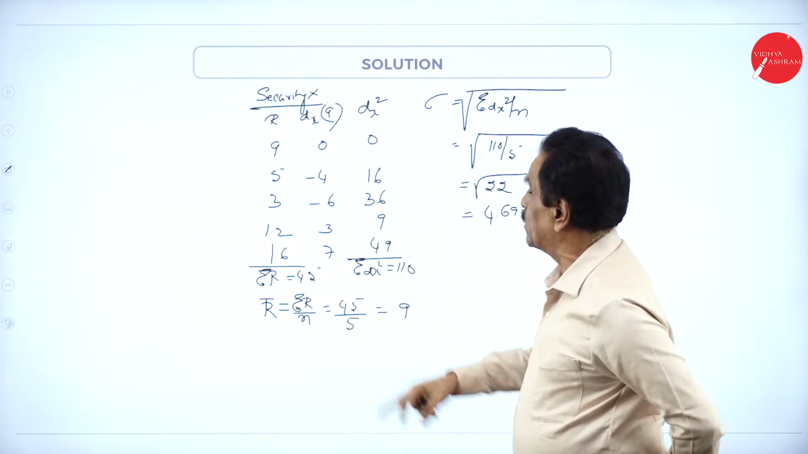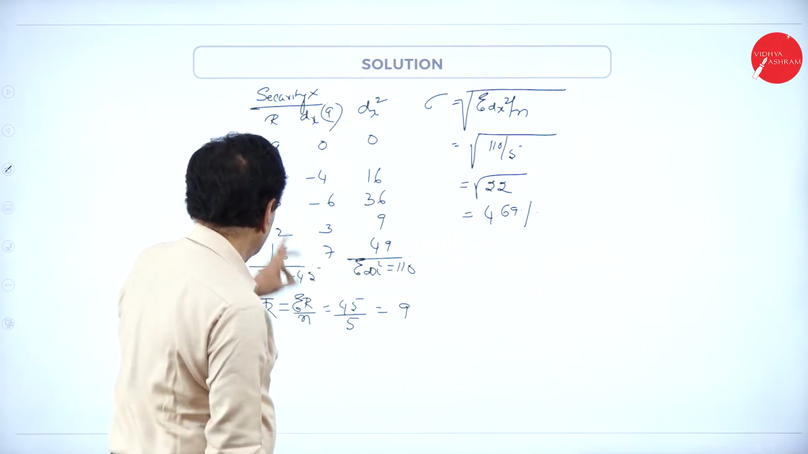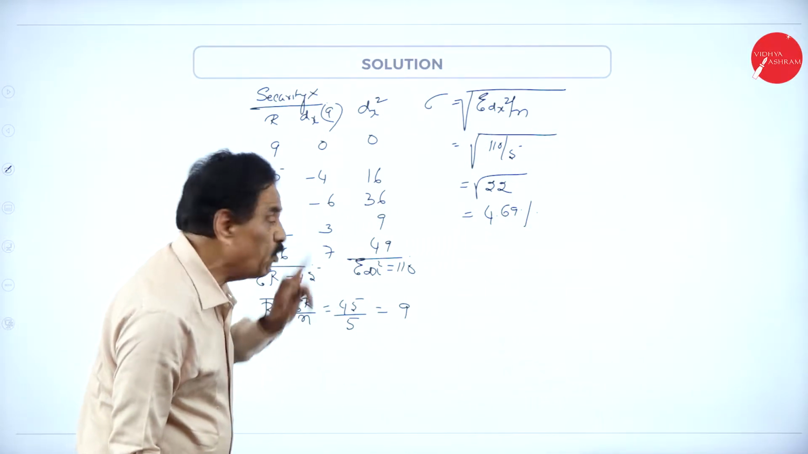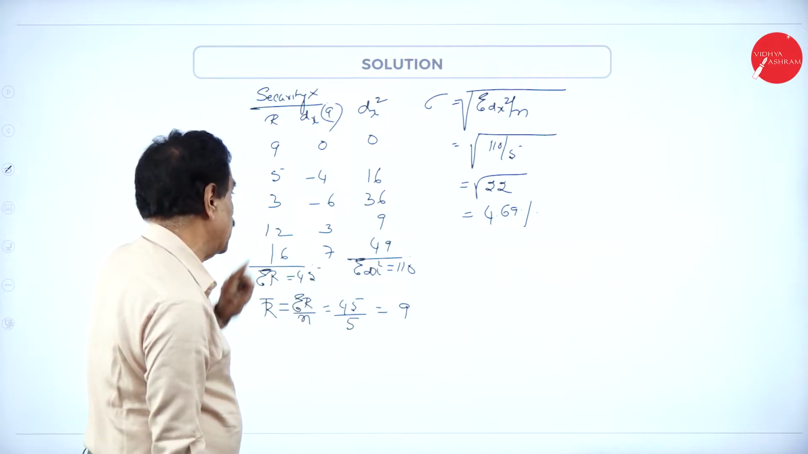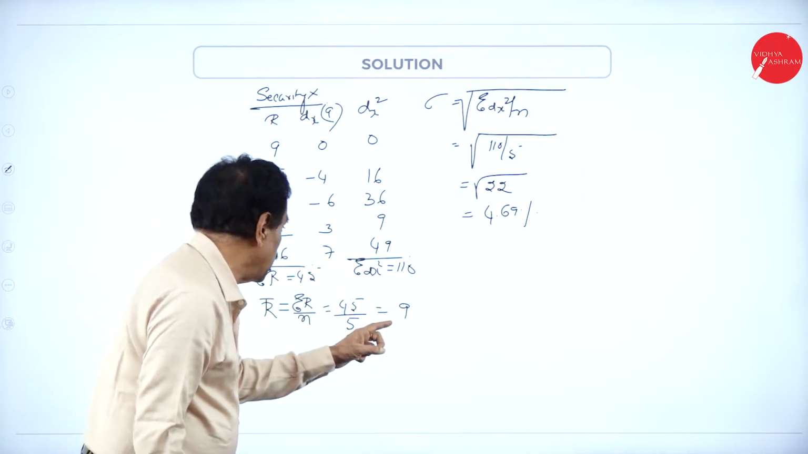Take the deviation, R minus R mean. So 9 minus 9 is 0. 5 minus 9 is minus 4. 3 minus 9 is minus 6. 12 minus 9 is plus 3. 6 minus 9 is minus 3.